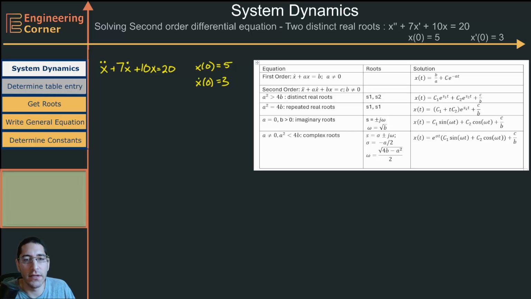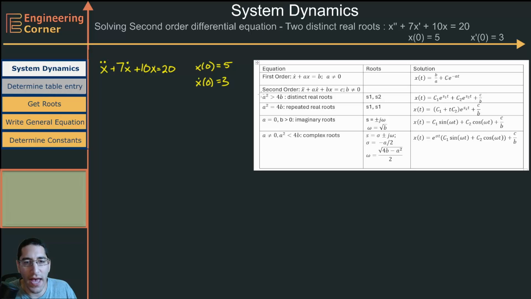And the first thing we need to do is determine what table entry we're going to use. Now, from this equation, we see this x double dot right here. That x double dot means we are going to be working with a second order differential equation. But with a second order differential equation, there are four possibilities we need to consider. We need to consider which type of roots this second order differential equation is going to have: a distinct real root, repeated real root, imaginary root, or complex root.